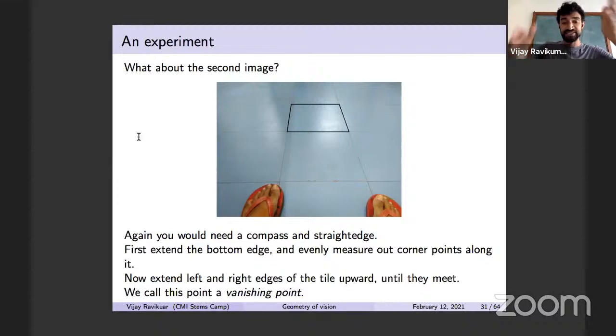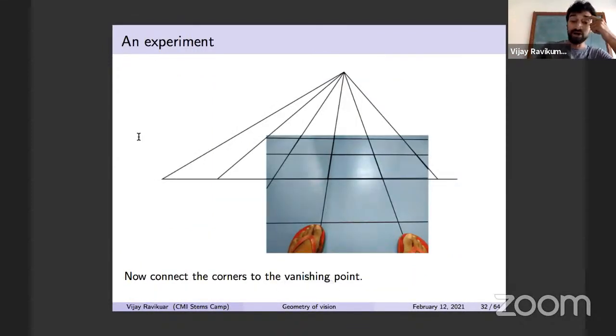After that, we can extend the left and right edges of the tile and keep extending them upward until they meet each other. And like we saw in that Vermeer painting, all of these up-down edges are going to meet in a single point, what's known as a vanishing point, like we saw in that Vermeer painting. And so we can connect all our corner points to that vanishing point.